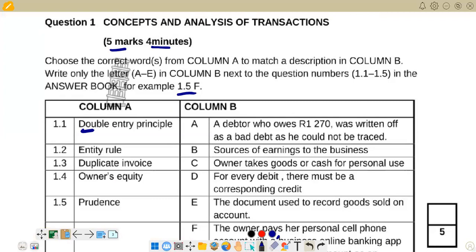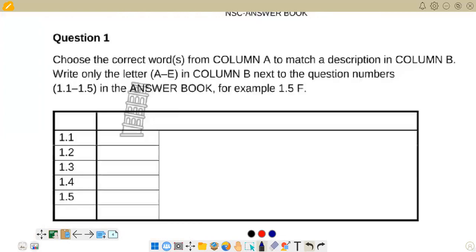So this principle describes debiting one account and then making a corresponding entry of crediting the other. If you look at the descriptions, you go to D: for every debit, there must be a corresponding credit. So this becomes our answer. D is our answer for 1.1. We can go to our answer book and write D as our first answer there.